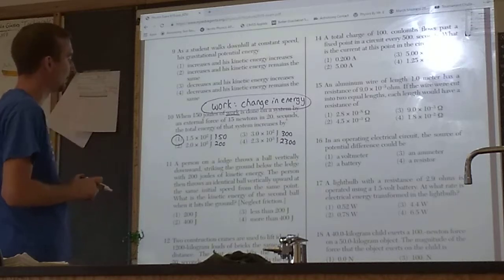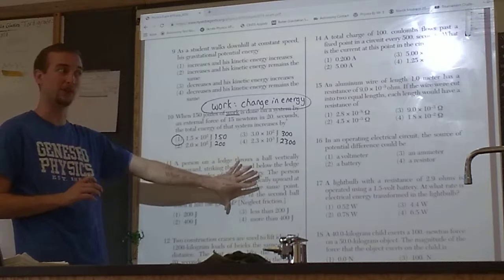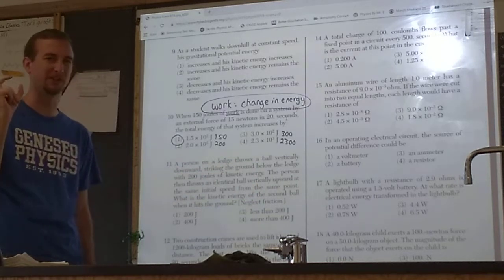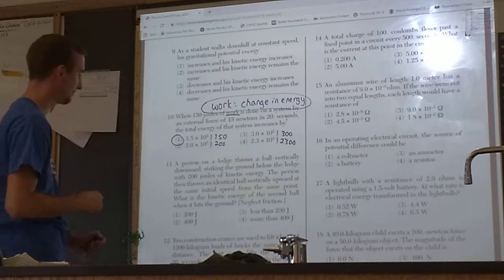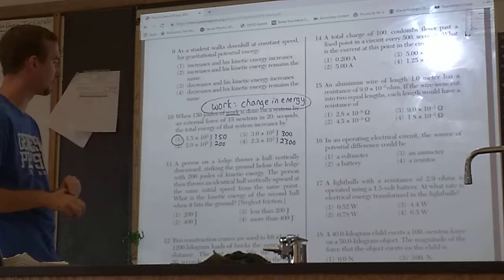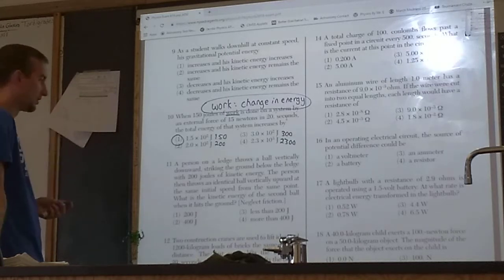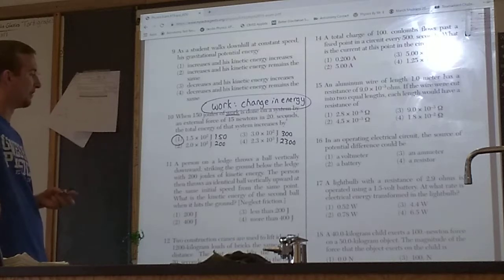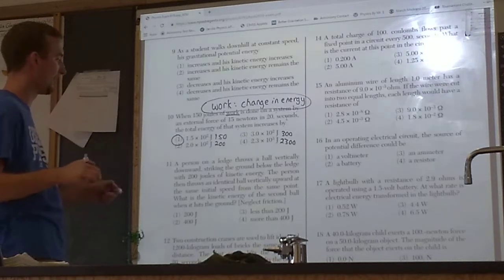11, a person on a ledge. By the way, this is, I think, the hardest question conceptually because it focuses on a very specific fact, which probably not a lot of people remember. A person on a ledge throws a ball vertically downward, striking the ground below the ledge with 200 joules of kinetic energy. The person then throws an identical ball vertically upward at the same initial speed from the same point. What is the kinetic energy of the second ball when it hits the ground?